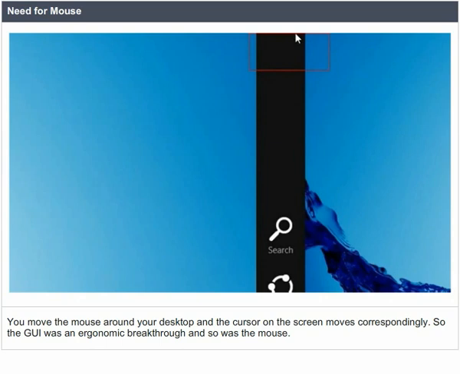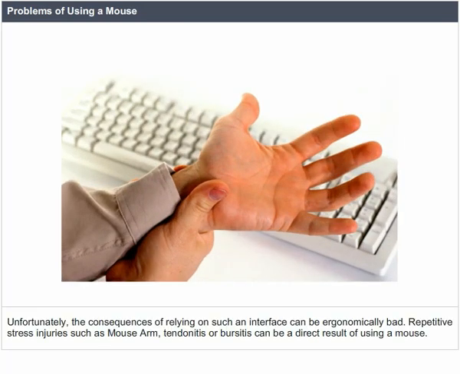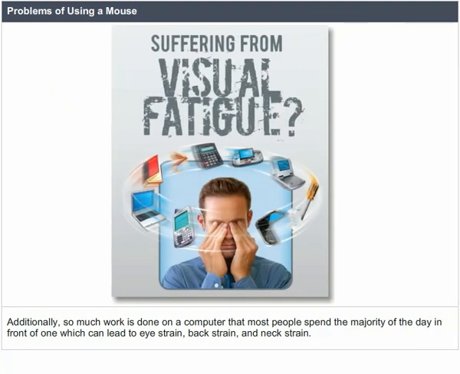Problems of using a mouse. Unfortunately, the consequences of relying on such an interface can be ergonomically bad. Repetitive stress injuries, such as mouse arm, tendinitis, or bursitis, can be a direct result of using a mouse. Additionally, so much work is done on the computer that most people spend the majority of the day in front of one, which can lead to eye strain, back strain, and neck strain.